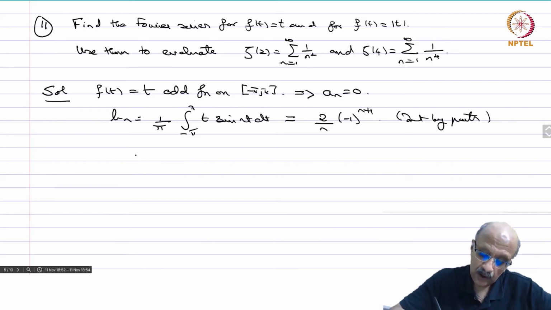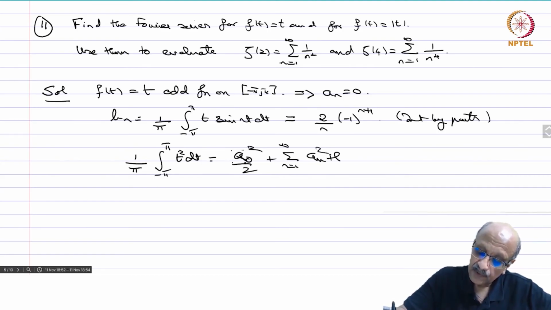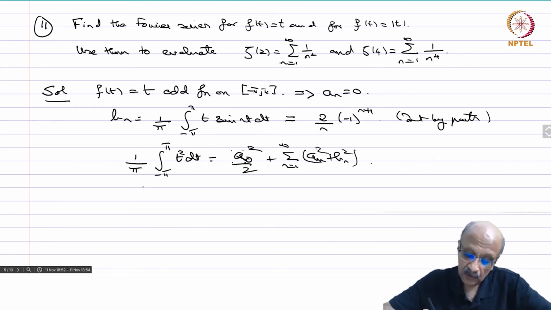Now, what is the Parseval identity? 1 by pi integral minus pi to pi t squared dt is equal to a naught squared by 2 plus sigma n equals 1 to infinity a_n squared plus b_n squared. So the left side is t cubed by 3, so this is twice the integral 0 to pi, so 2 by pi integral 0 to pi, and then you get t cubed by 3, that will give you pi cubed by 3.